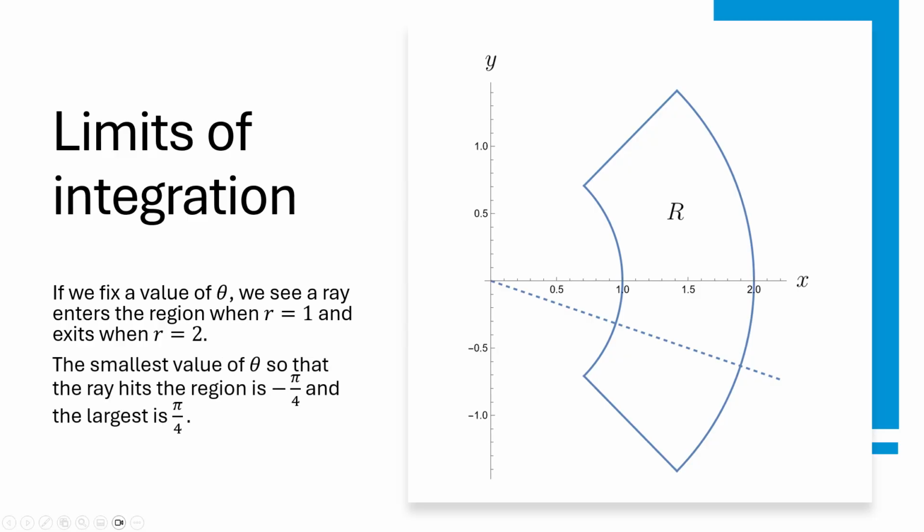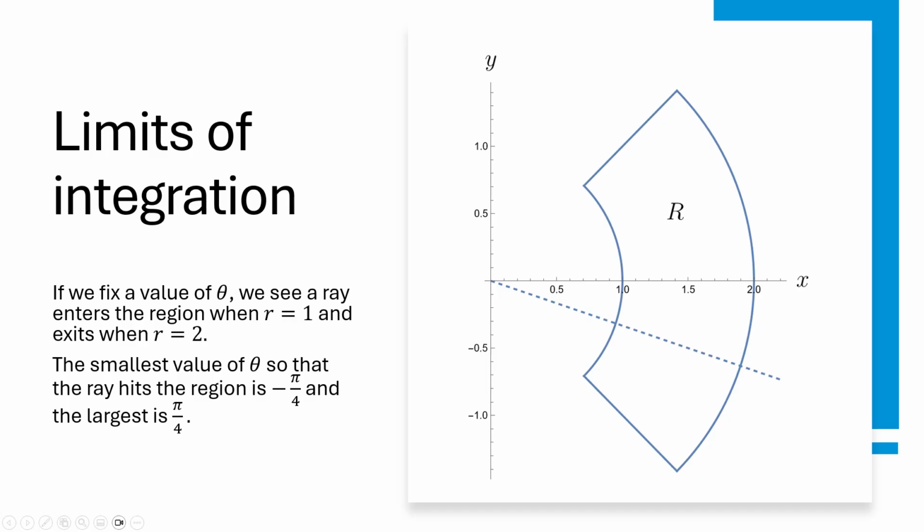And then this picture is a little stretched out here, but the theta is going to come down here and hit at this angle here, which for this region is going to be minus pi over 4. And think of this dotted line starting here at minus pi over 4, and then it sweeps up until it hits pi over 4 there. So we're going to go from minus pi over 4 to pi over 4 for our theta limits.